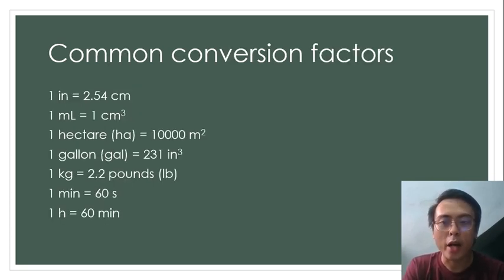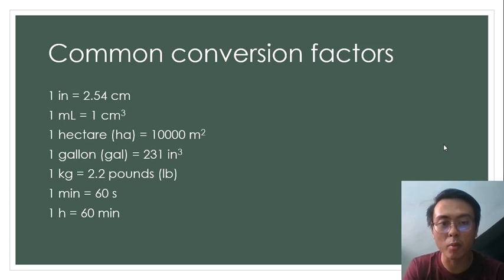I would just like to highlight some of the most common conversion factors. So you have 1 inch is 2.54 centimeters, 1 milliliter is equal to 1 cubic centimeter, 1 hectare is 10,000 square meters, 1 gallon is 231 cubic inches, 1 kilogram is 2.2 pounds, 1 minute is 60 seconds, 1 hour is 60 minutes. So these are not all the available conversion factors.